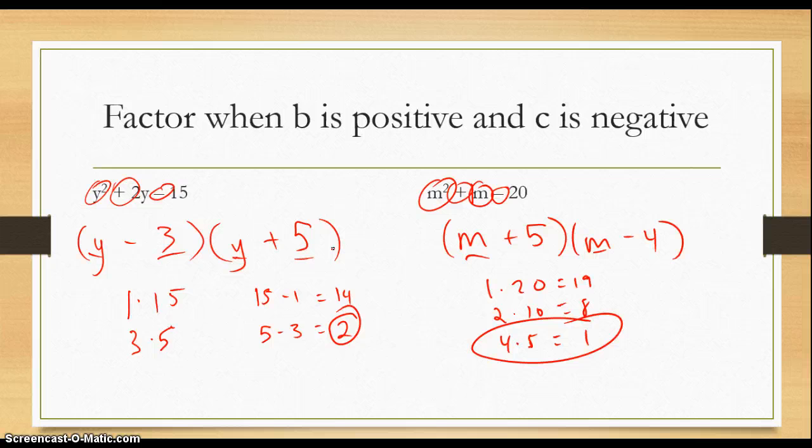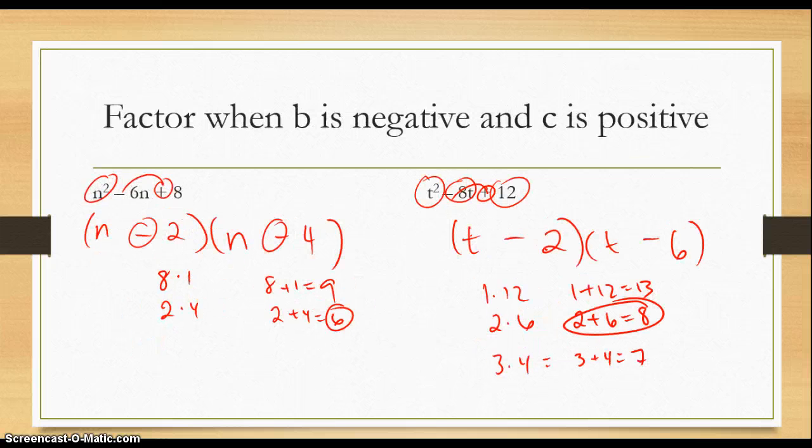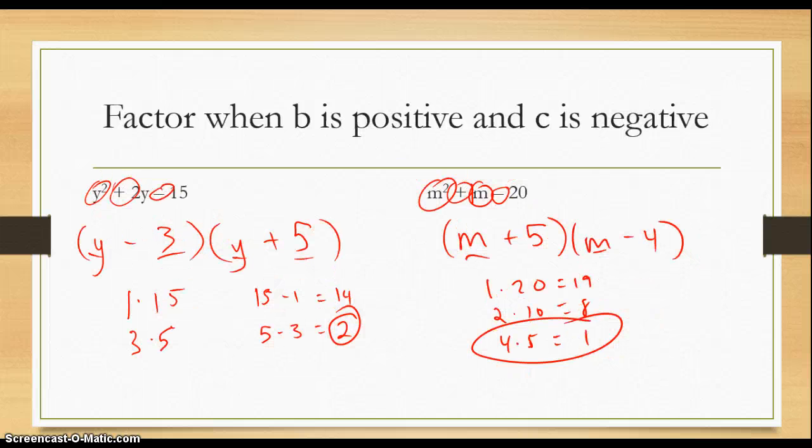So if the signs are the same, you can see minus minus, we're going to add their factors to try to get that middle term. If our signs are different, we're going to subtract them to get that middle term. And your largest factor has to go with the sign with the B.